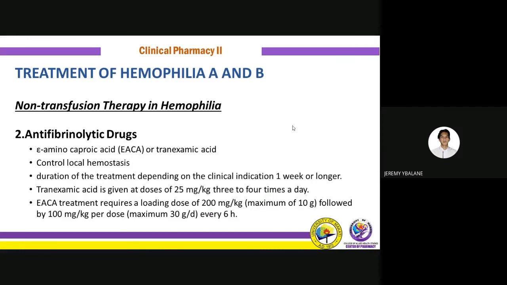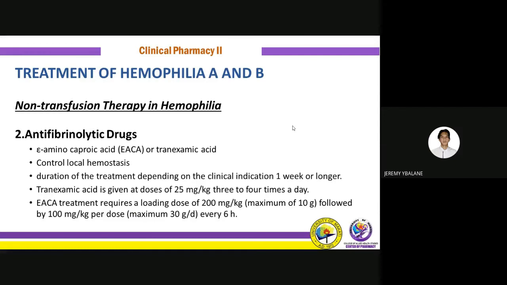For the second non-transfusion therapy, we have the antifibrinolytic drugs. Bleeding in the gums, gastrointestinal tract, and during oral surgery requires the use of oral antifibrinolytic drugs such as epsilon aminocaproic acid or tranexamic acid to control local hemostasis. The action of the antifibrinolytic drug is to inhibit plasminogen activation and clot dissolution. Our goal is to stop the bleeding and promote the formation of the clot.